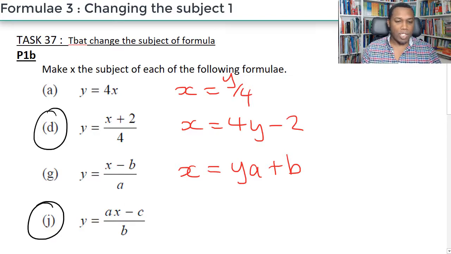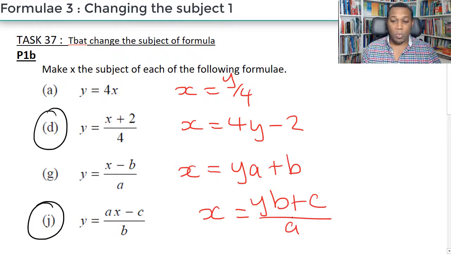And the same thing for J, a bit more complexity in J. For J, you would have that x is equal to yb plus c, divided by a. So yb multiplying, then adding c, then dividing by a. Those are your 4 answers there. Please mark your work. And we have to move on.